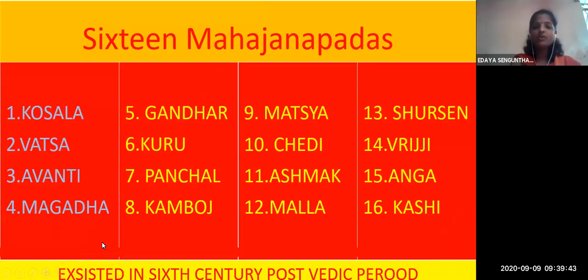Now we are going to read the names of these. I want 2 students to unmute themselves to repeat after me. Aryan, you can unmute yourself. Pankini, ready? Yes. Okay. 16 Mahajanapadas. Repeat after me. 16 Mahajanapadas.